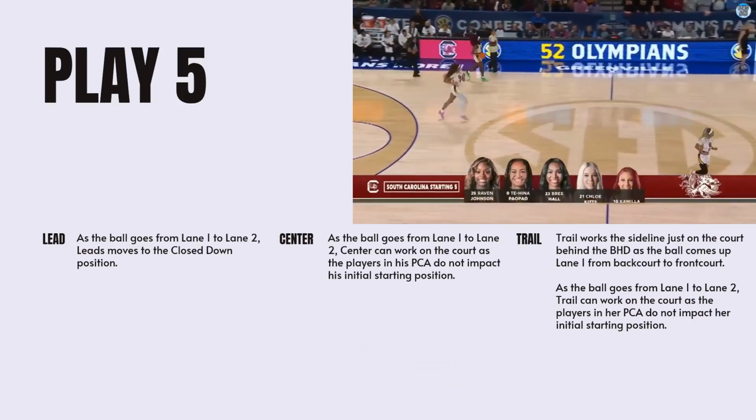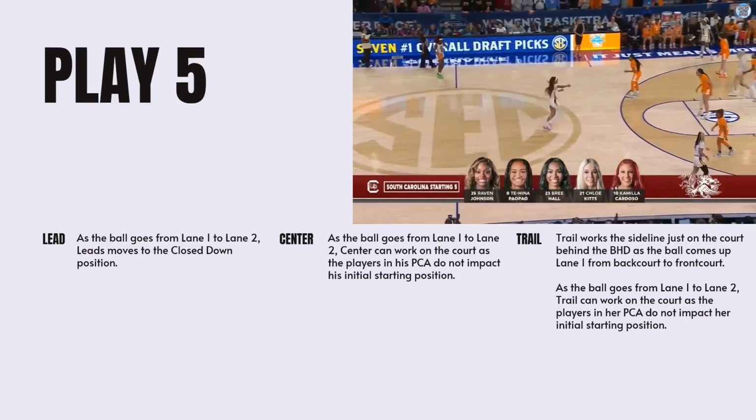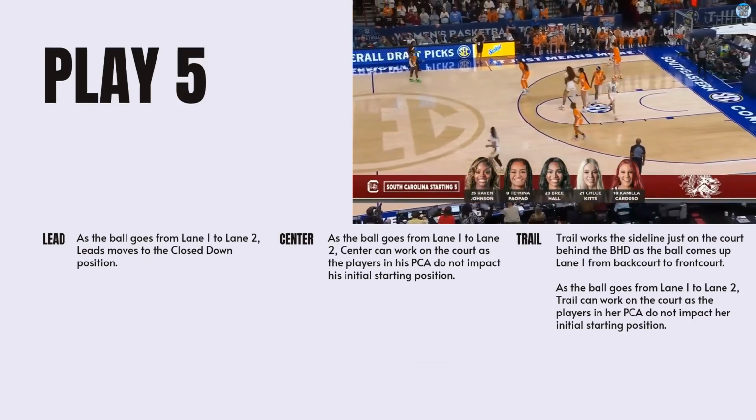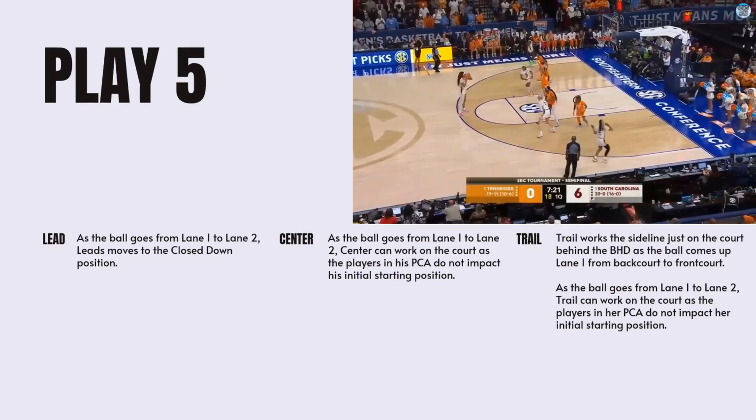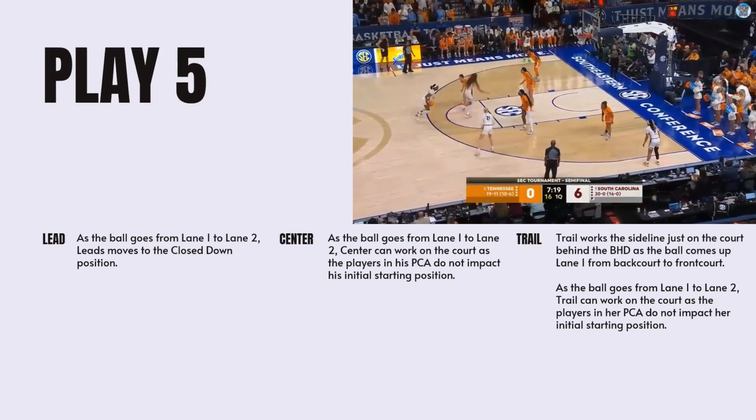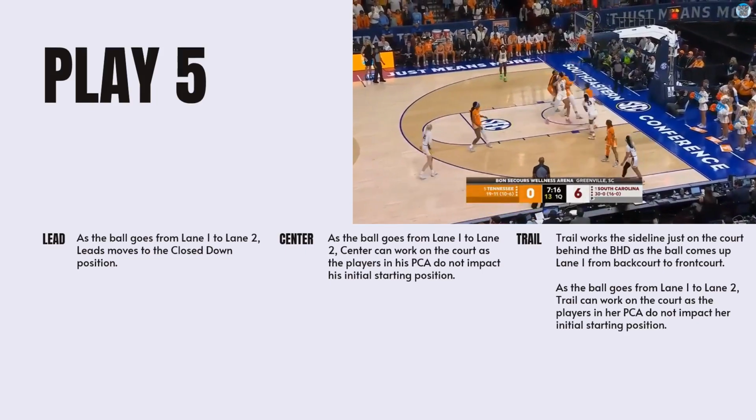Trail works the sideline just on the court behind the ball handler dribbler as the ball comes up lane 1 from backcourt to front court. The ball will go from lane 1 to 2, and Trail can work on the court as players in her primary coverage area do not impact her initial starting position.